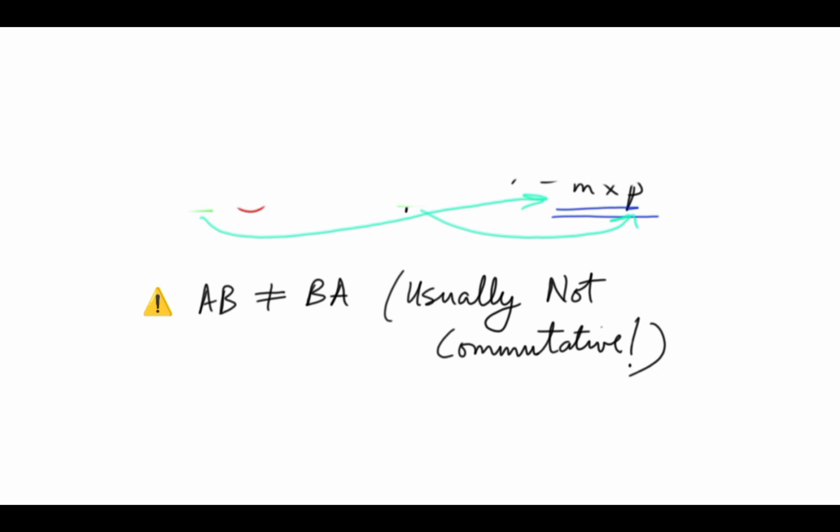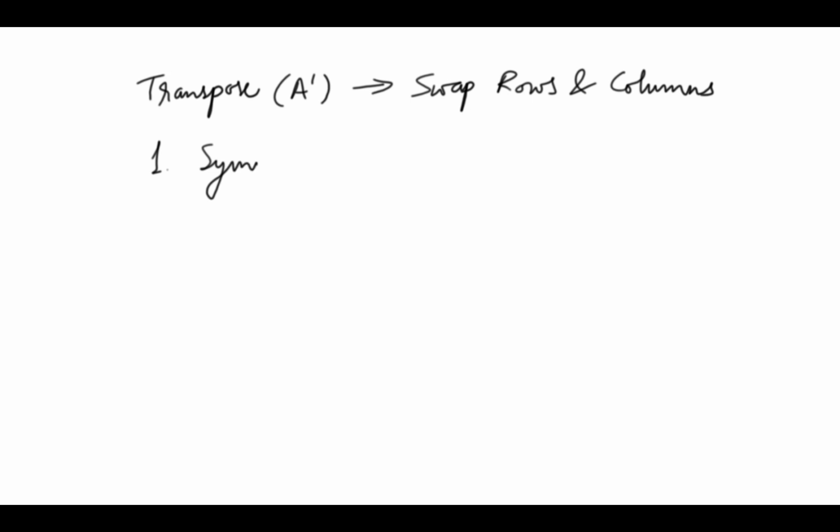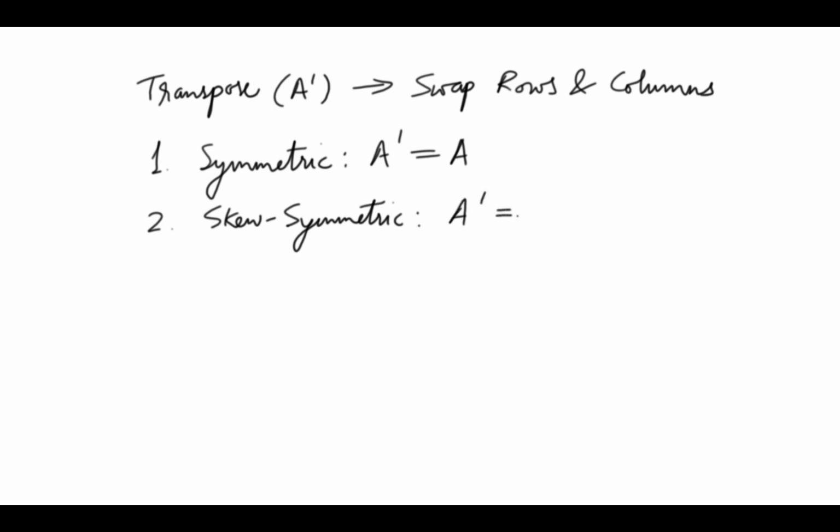Next, moving on to the transpose, symmetric and skew-symmetric matrices. So in transpose, we can either write it as A dash or A transpose, A raised to T. So it's simple, you just flip your rows into columns. So using this transpose, we get two special matrices, that is the symmetric and skew-symmetric matrices.